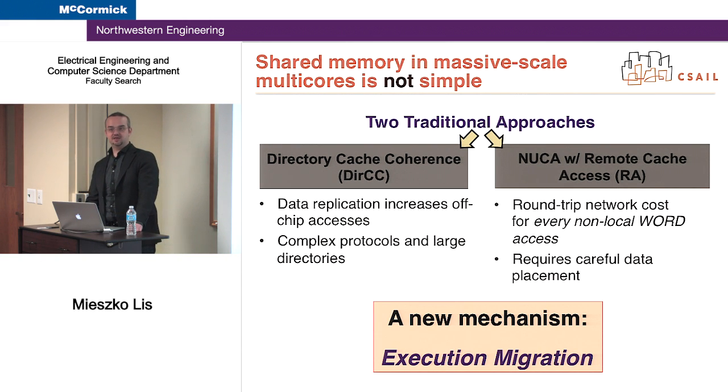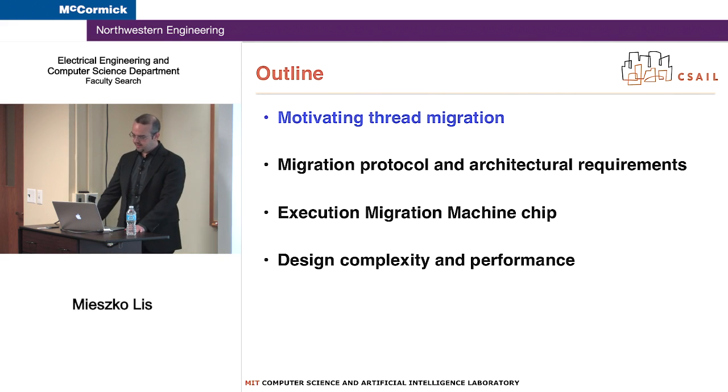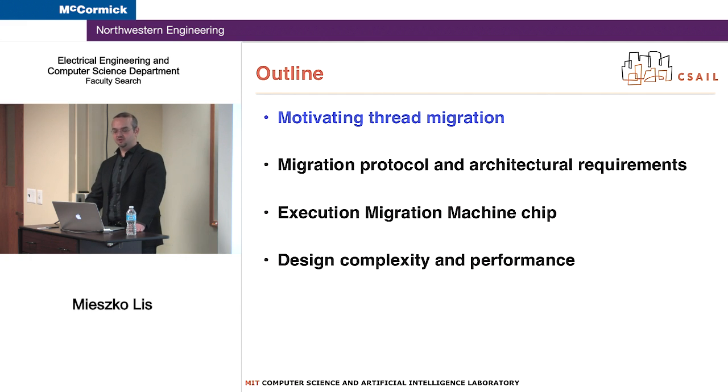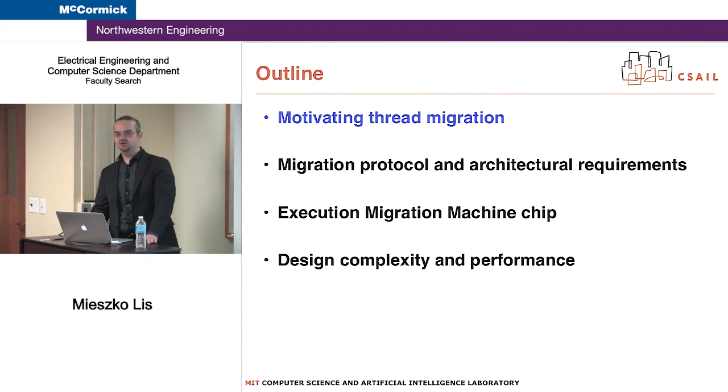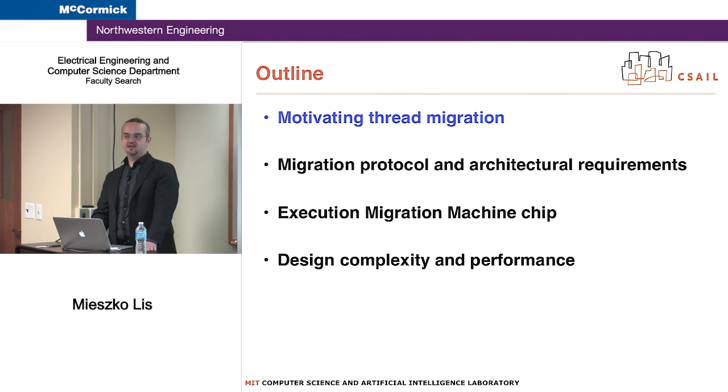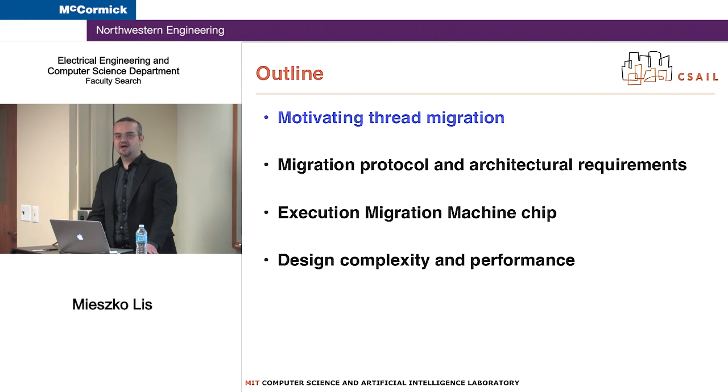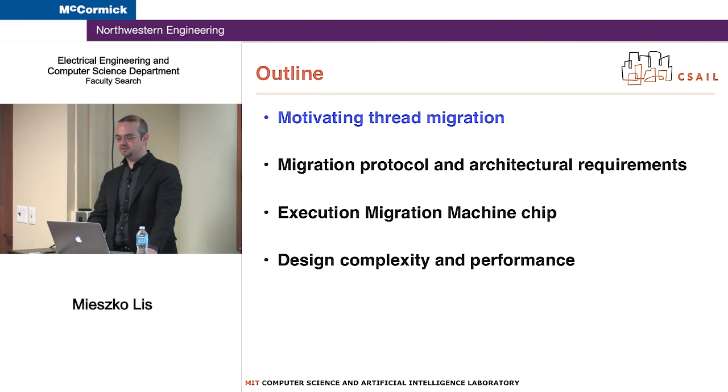And we'd like to suggest a new way of doing this, an alternative mechanism, which we call execution migration. And in the rest of the talk, I'll talk about why thread migration in hardware makes sense, what we need to build it in terms of architecture. I'll talk a little bit about the chip, and I will talk about how this particular chip has allowed us to reduce design complexity and how well it performs compared to basically the state of the art.